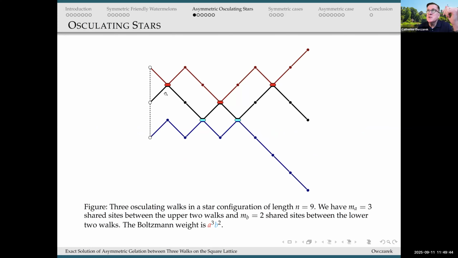So this configuration has a Boltzmann weight of A cubed B squared, where A is a Boltzmann fugacity associated with the coalescence of the top two walks, 1, 2, 3, and B is related to the touching, the oscillations of the bottom two walks.